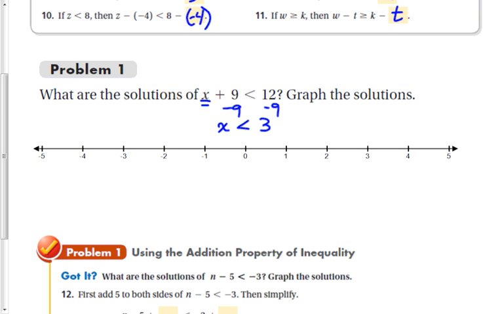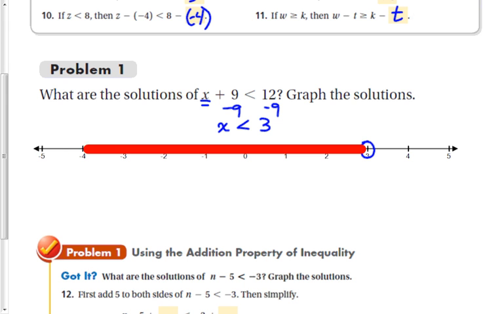So let's find 3 on the number line and put an open circle there. And then we're going to color in to the left of that. So I'll use my red line to show all of those less than 3. There we go. And then we're going to check that. The way we're going to check it is we're going to take this number 3. When we plug that in, it should be equal to 12. So 3 plus 9 should equal 12. And that's of course true. So we got that part.